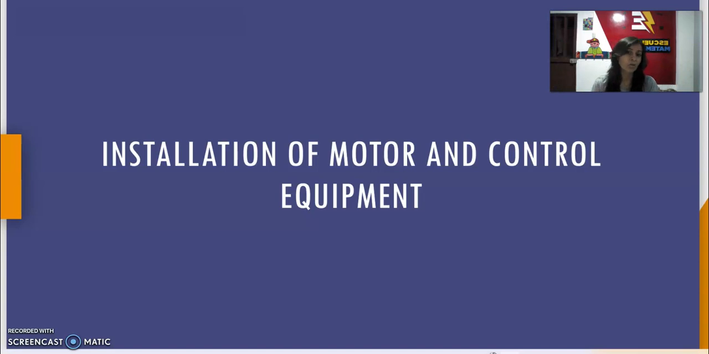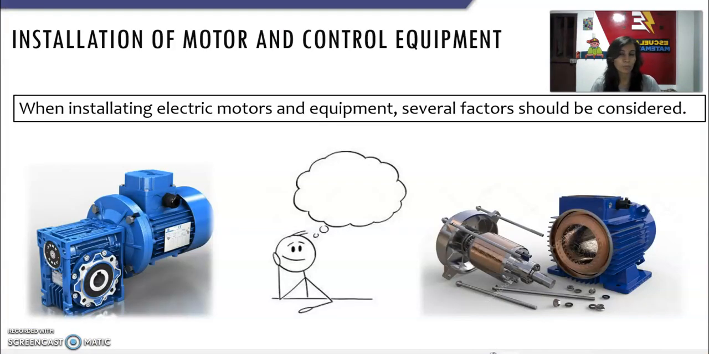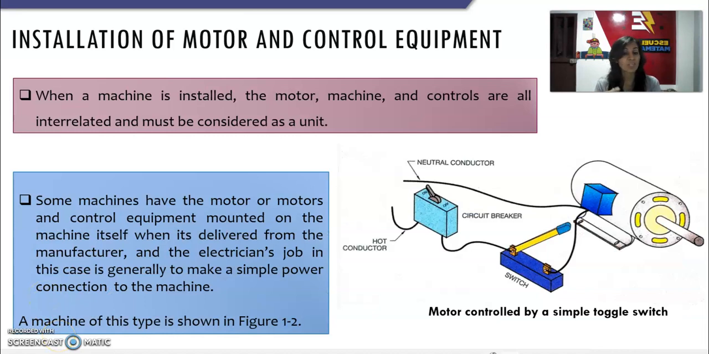Let's talk about installation of motor and control equipment. What is it about? Well, first we have to ask ourselves: when installing electrical motors and equipment, several factors should be considered. But what are these factors? Well, first, when a machine is installed, the motor, the machine, and controls are all interrelated and must be considered as a unit. It means that everything is one body. You cannot separate things. You have to consider it all as one unit.